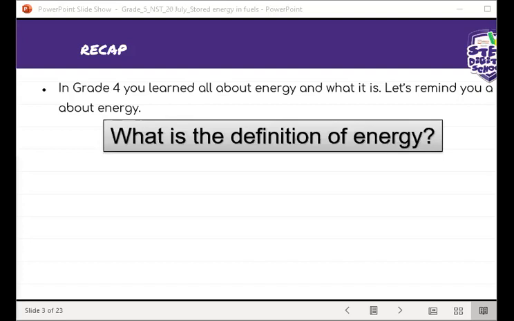Okay, so let's see what the definition of energy is. Simple. Energy is the ability to do work. I do think you need to write that down. Energy is the ability to do work. So in order for anything to happen, energy is required.